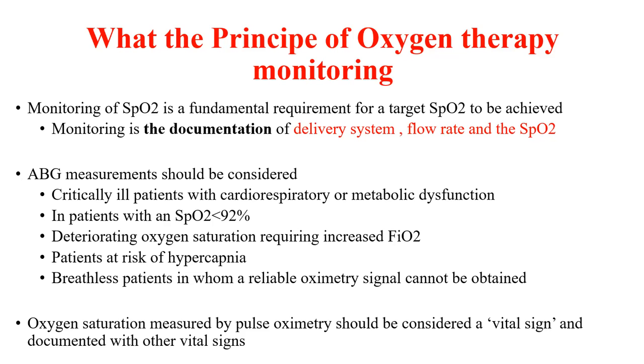So in critical cases, you have to do arterial blood gas measurements in critically ill patients, because you cannot rely on just SpO2, as we found that there are some factors which may mislead you. Or you can also do blood gas in deteriorating oxygen saturation requiring an increase in FiO2, because as you increase the FiO2, you are also increasing the risk of harming the patient by hyperoxia cell injury, as we discussed. Next, please.